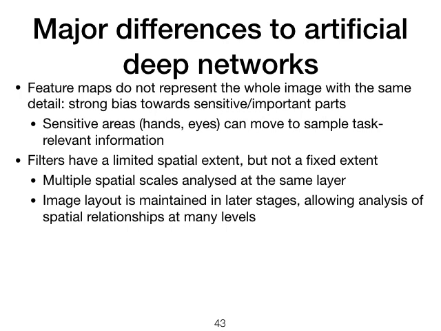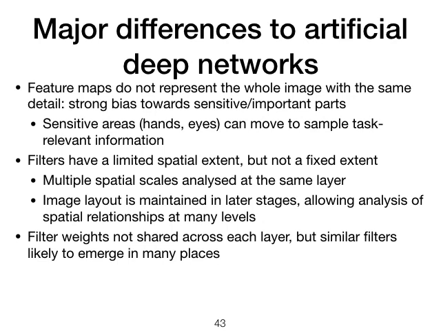In biological systems, filters do have a limited spatial extent because dendrites can only grow so long, but they don't have a fixed extent. So there are multiple spatial scales analysed at the same layer. In all of these higher level feature maps, though, image layout and spatial relationships are maintained in later stages, allowing analysis of spatial relationships at many levels. And this is the fundamental thing that deep convolutional neural networks do, and biological neural networks are doing something pretty similar, at least in the case of vision. In biological networks, filter weights are not shared across each layer. We don't have shared weights, but similar filters are likely to emerge in many places.